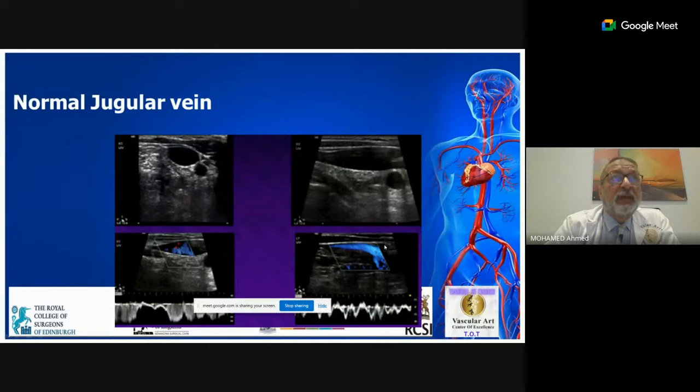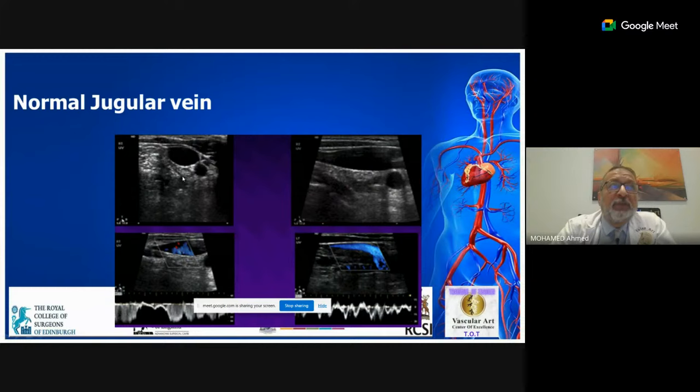Now you put color into the jugular vein, and you also notice the waveform. You see this waveform is not like the respiratory variation in the common femoral vein. This waveform is the one you will see for ACV, and it goes with the heart pulsation. These are the central waveforms.